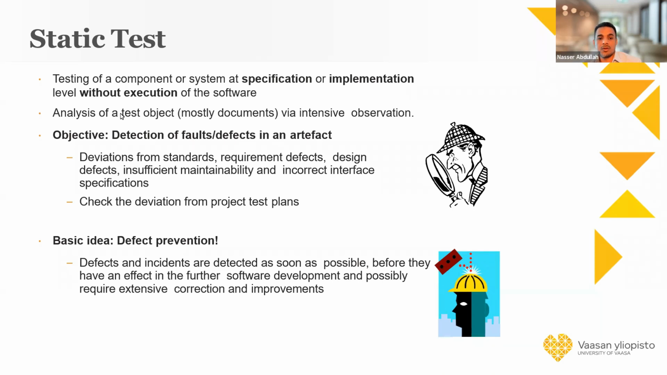While the objective is to detect faults. The objective of this testing type, static testing, is detecting faults and also defects. Similar to other types of testing, the goal of the testing techniques is just fault detection. Here are some examples of types of defects that can be detected by this testing type. Later we'll see in the next slide.